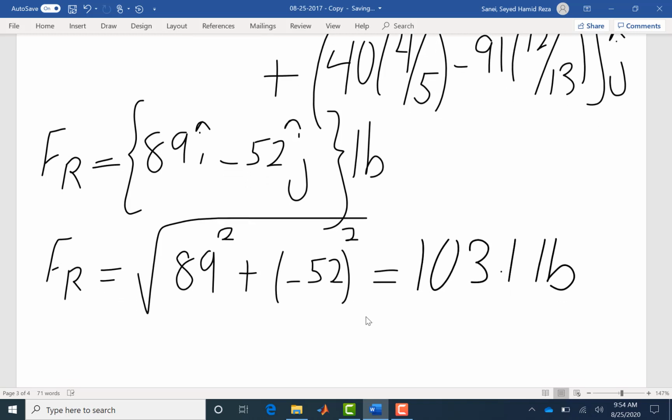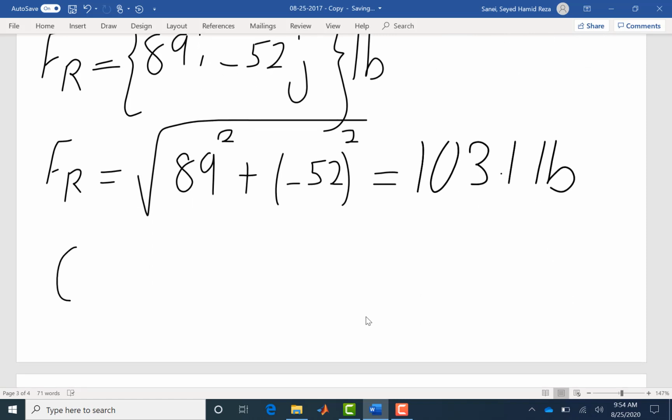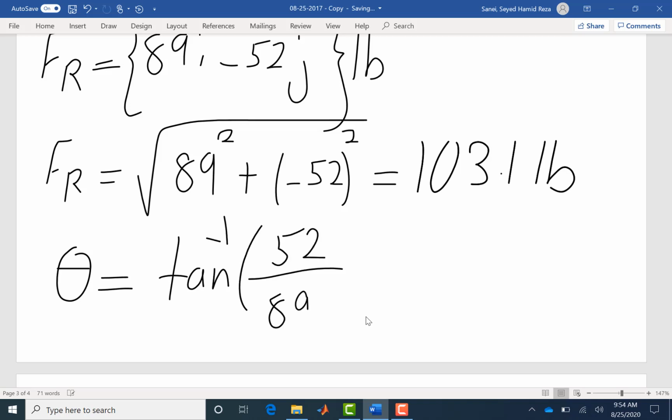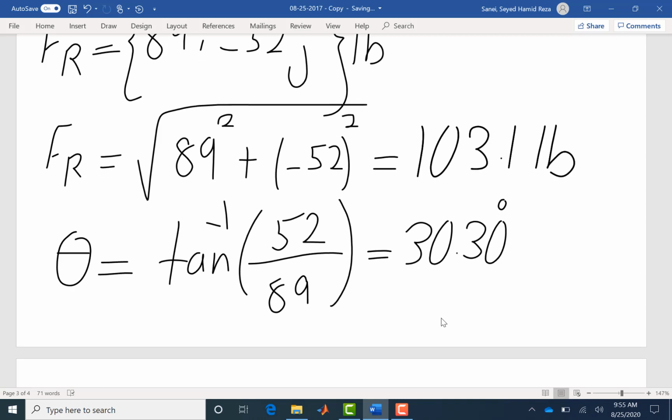103.1 pound. Now we're going to find the angle, tangent inverse, the y component 52 over the x component 89, which is 30 degrees. So here the question was asking for clockwise.